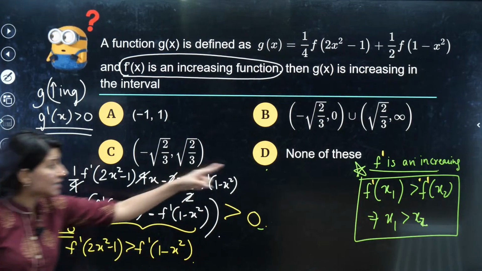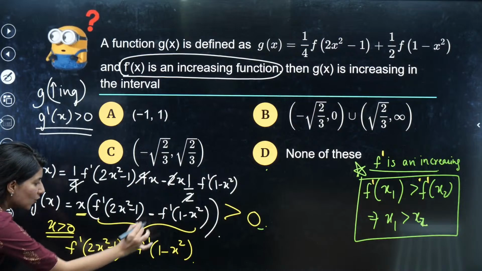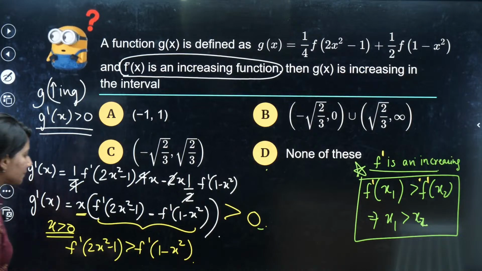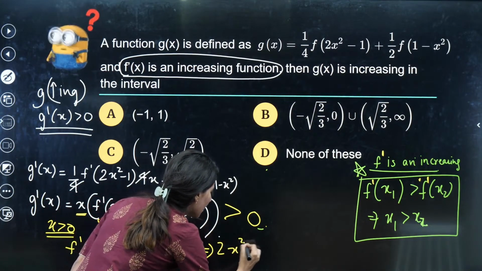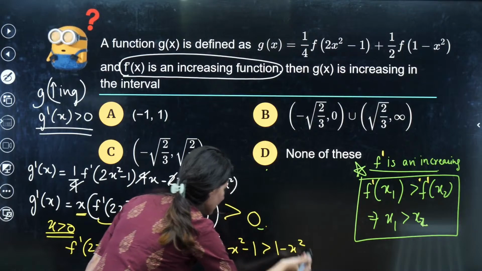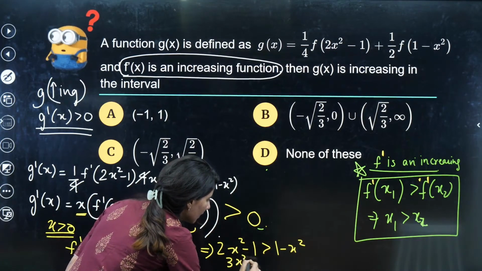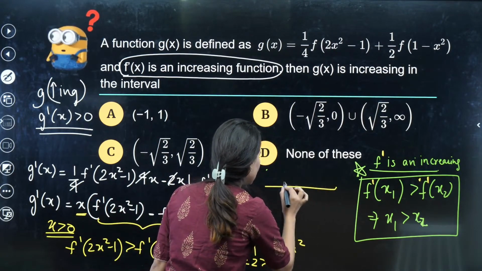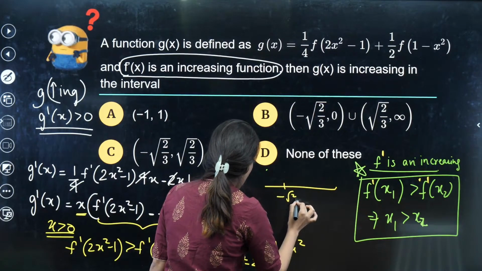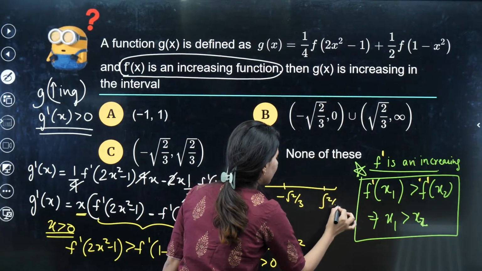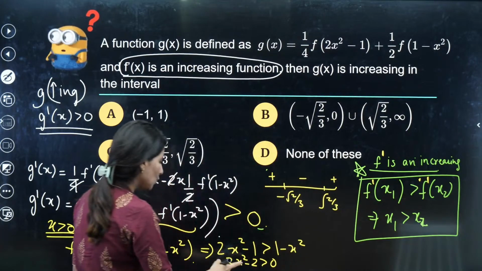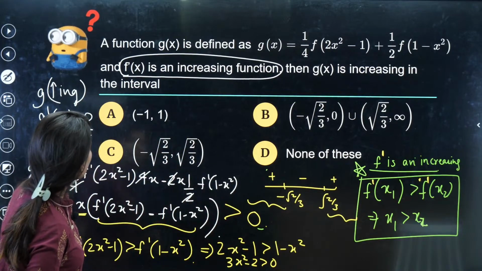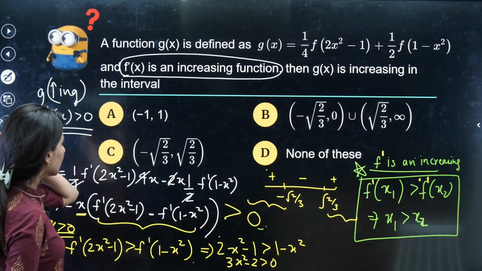And this f dash, since it is an increasing function, we can simply remove it. So now what I'll be getting is 2x square minus 1 greater than 1 minus x square. So you are going to get 3x square minus 2 greater than 0. If you solve it using the method of intervals, minus root 2 by 3 and plus root 2 by 3, with signs plus, minus, plus. So you are going to get minus infinity to minus root 2 by 3, and root 2 by 3 to infinity.